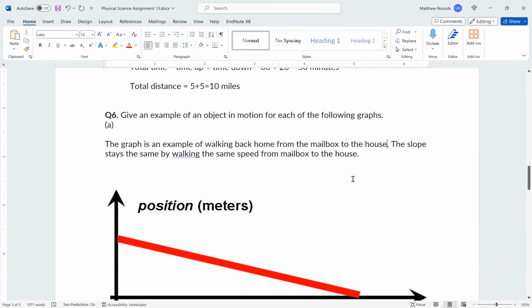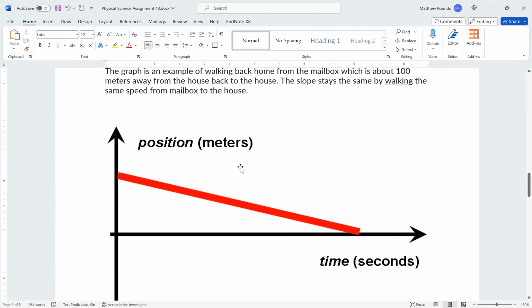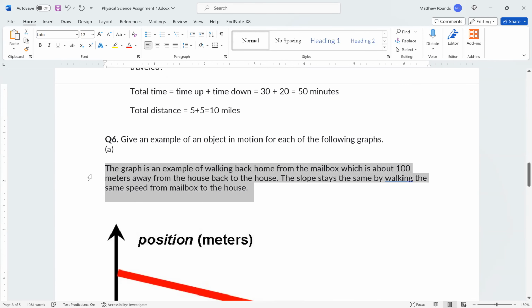You might add in some words here like the following, which is about 100 meters away from the house back to the house. Distance, a number could be helpful. Okay, so let me actually put this in the chat because you're going to want to use this for the next one here.